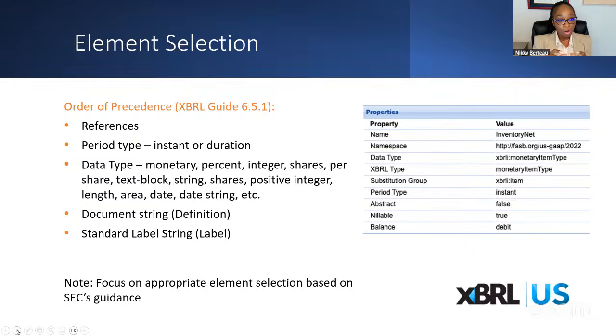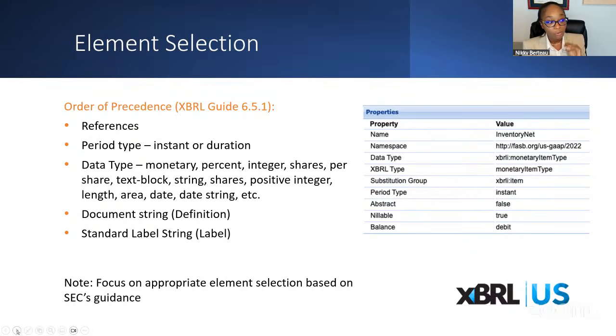So the order of selection, selecting the appropriate element, is first the references, codification references, for example, or authoritative references. The period type. So is it a balance sheet item, instant, or is it an income statement item, which is duration? Then you have the data type. This can be like a monetary element, or is it a percentage? Is it shares or per share? So the data type. And then you have document string or definition.